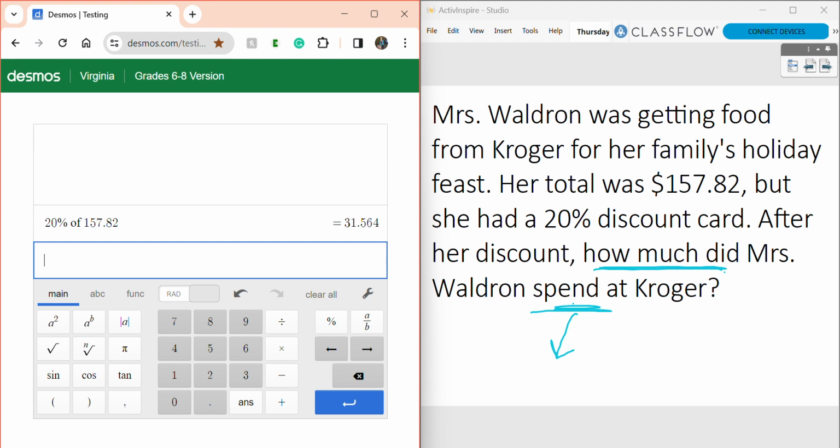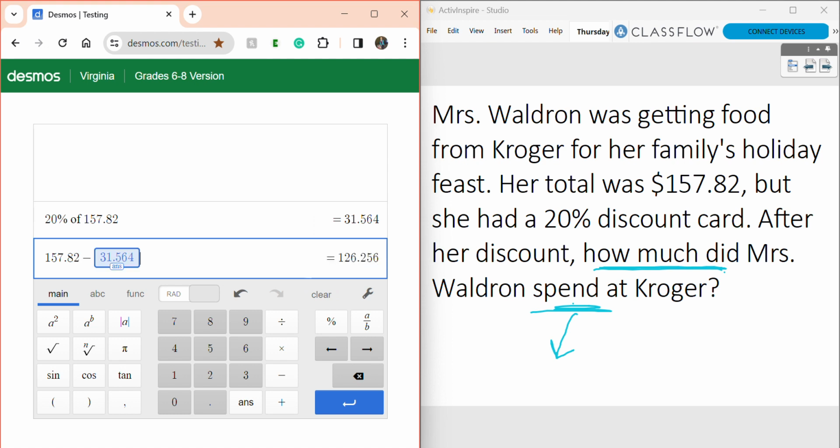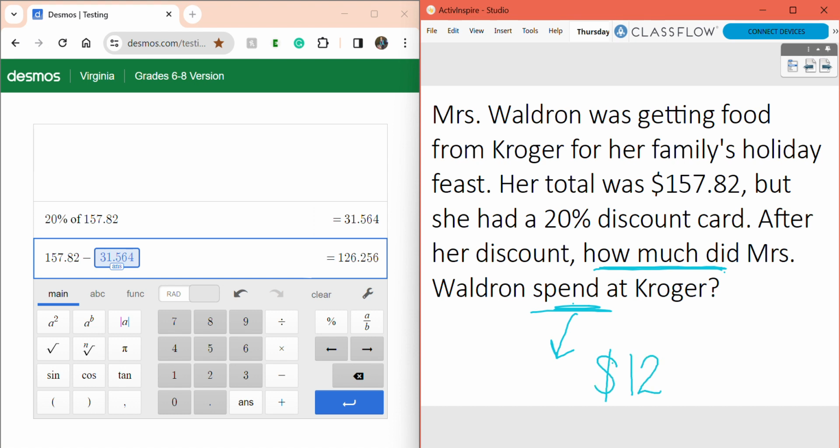And discount is the only one where we have to subtract instead of adding. So I'm going to put the original price first, and then subtract my answer, because if I do it the other way, I'll get a negative number, and groceries are never going to cost negative money. So I get $126.26.